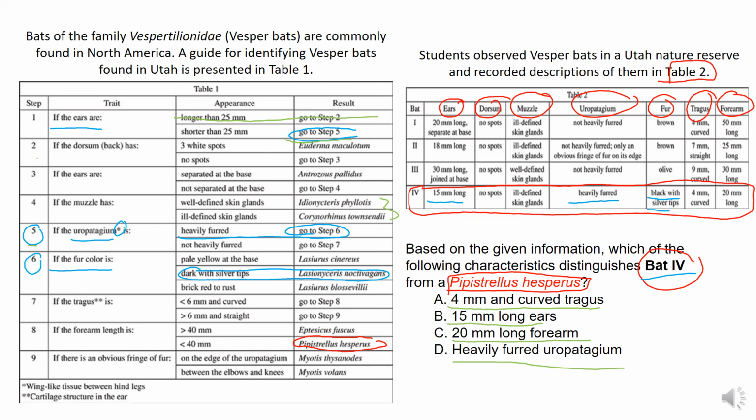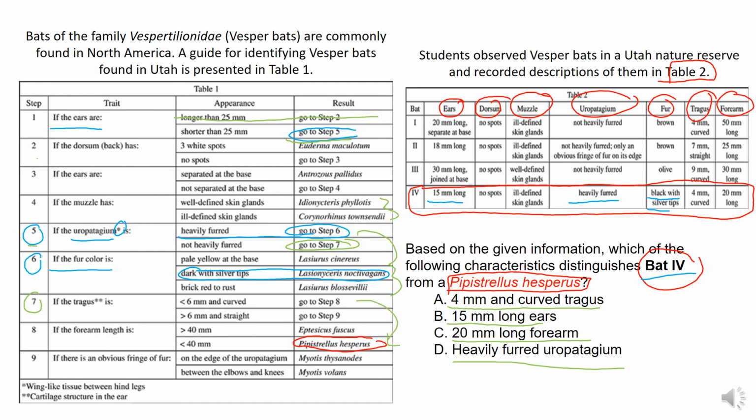If the Uropatagium is heavily furred, go to step 6. Remember, we went to step 6, but we don't see any of those names that we're trying to find. So not heavily furred says go to step 7. Okay? And if I go to step 7, it says if the tragus is less than 6 millimeters in curve, go to step 8. If it's greater than 6 millimeters in straight, go to step 9.